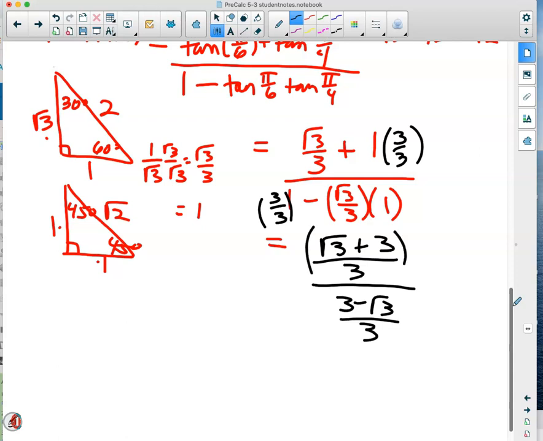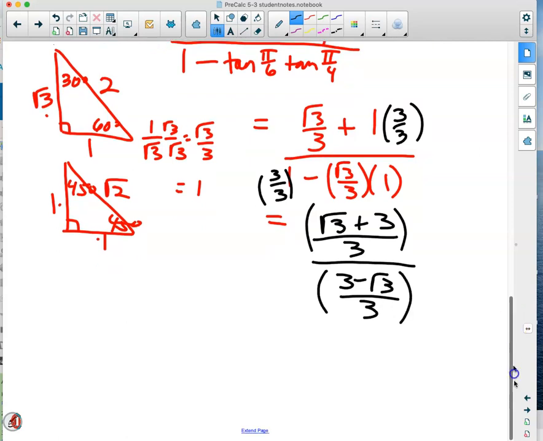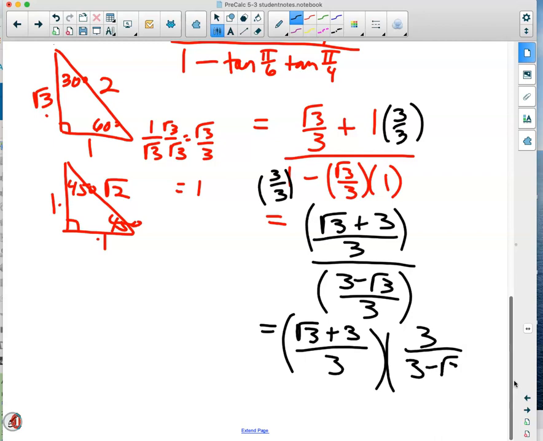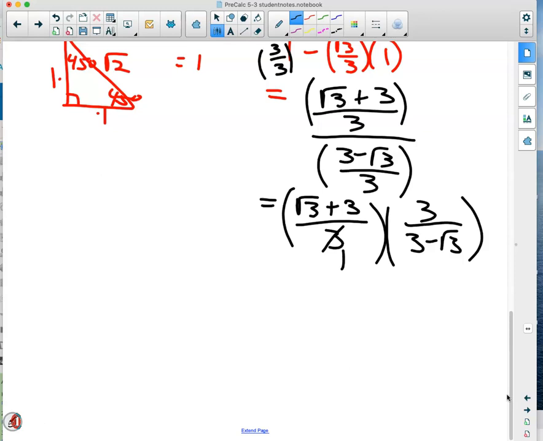And then finally, when you have a fraction divided by another fraction, you multiply by the reciprocal. So square root of 3 plus 3 over 3 times 3 over 3 minus the square root of 3. And we see that the little 3's, numerator and denominator, I guess I should say the first one's the denominator and then the second one is the numerator, they cancel right out. And we have the square root of 3 plus 3 over 3 minus the square root of 3.